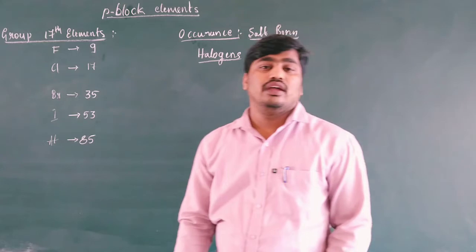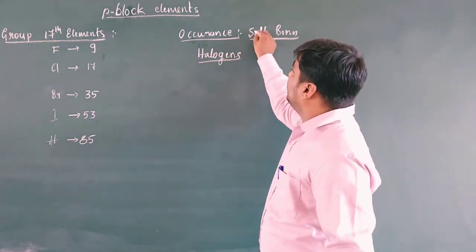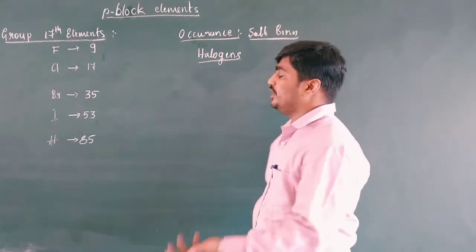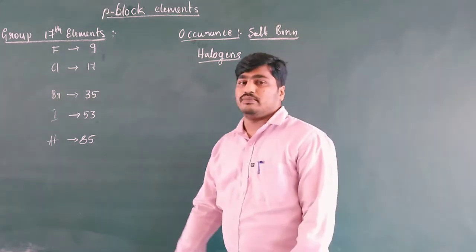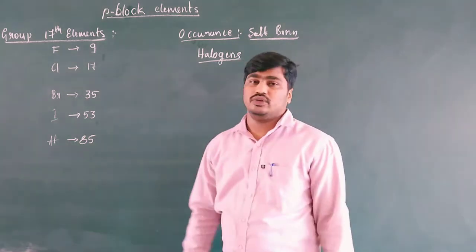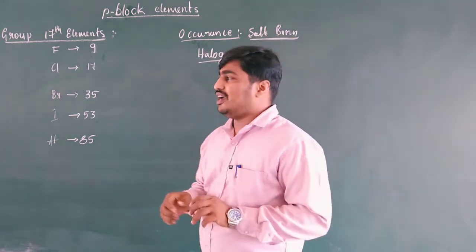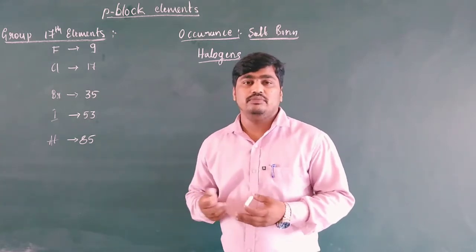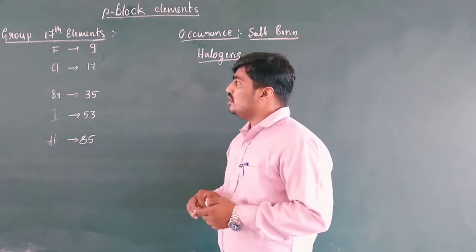Halogen is derived from Greek. Halo gives the meaning of salt, and gens means bonds formed or obtained. Halogens is nothing but salt-borne elements. That indicates what type of existence and occurrence is there in the elements. So most of the elements are salt-borne, because of which they are known as halogens.